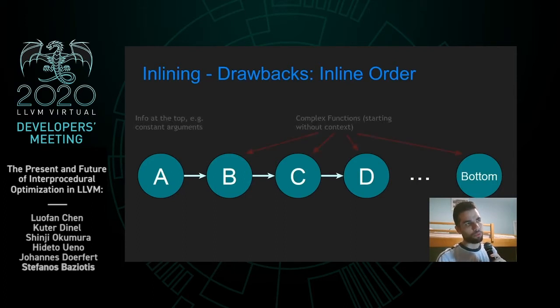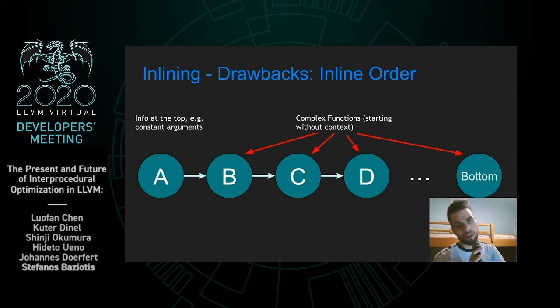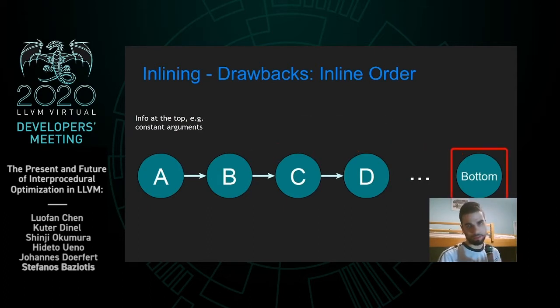The idea is that these functions are likely complex functions. And what happens is that at the top we have constant arguments. These constant arguments could make constant propagation and constant folding work, and they could simplify these functions a lot, right? This B, C, and D. But because inlining runs very early on, that might not happen. The inliner might start from the bottom, and the inliner knows nothing about these constant arguments.